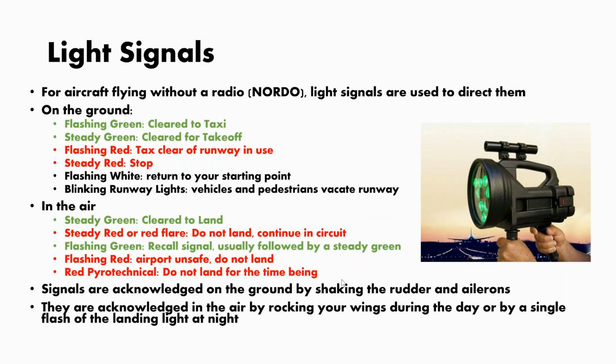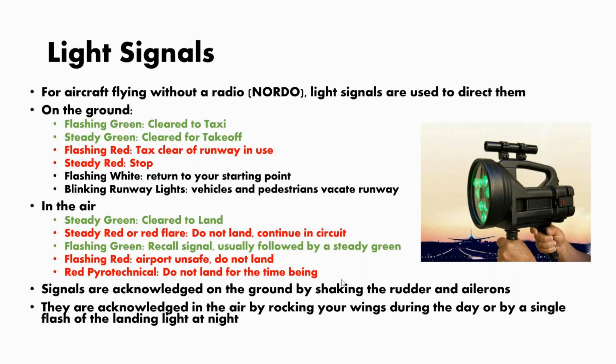Cool. So let's talk about light signals, which I've never had to encounter personally, but they're important to know, and a couple of questions about them usually come up on tests. Light signals are for aircraft flying without a radio, also called NORDO. When they're doing so at a busy airport, sometimes the control tower will use light signals to tell them what to do.